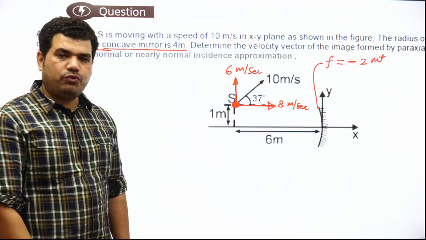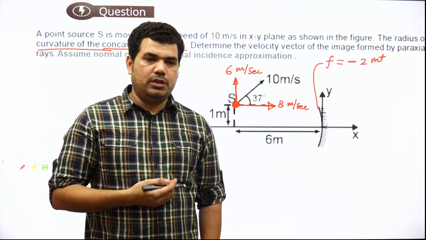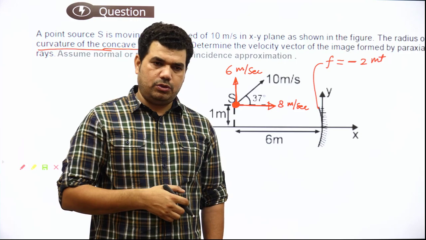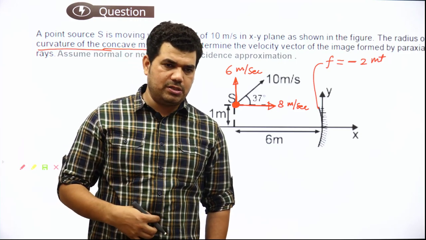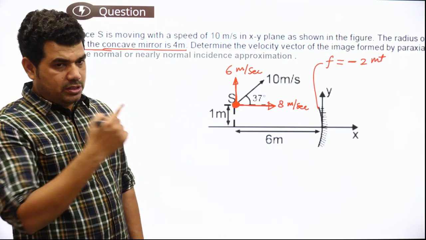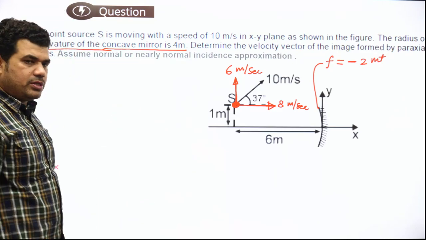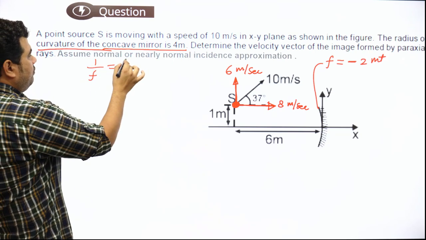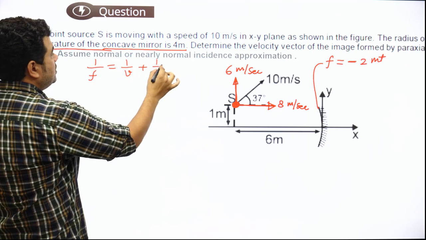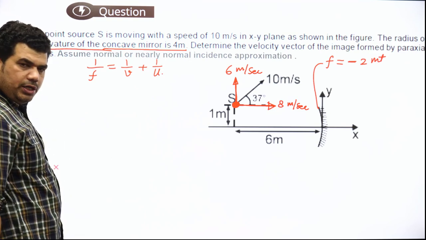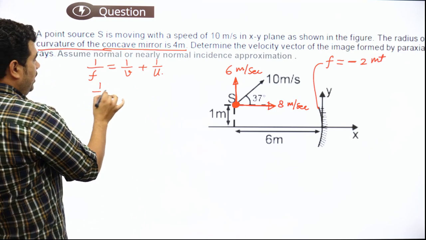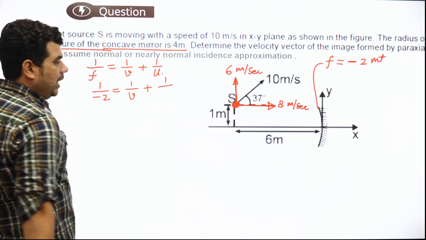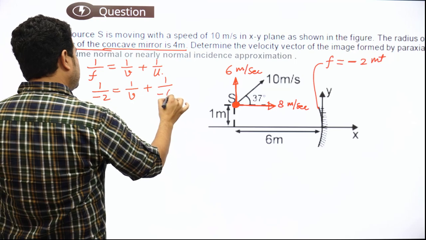First we have to find where the image actually is. Is the answer 6? No, not at all. 6 is not the answer. That's why I am saying concentrate here. It's not so easy. Now we have to find V. We apply the formula 1 upon F is equal to 1 upon V plus 1 upon U. Here 1 upon F is minus 2, so 1 upon V plus 1 upon minus U, and minus U means minus 6.